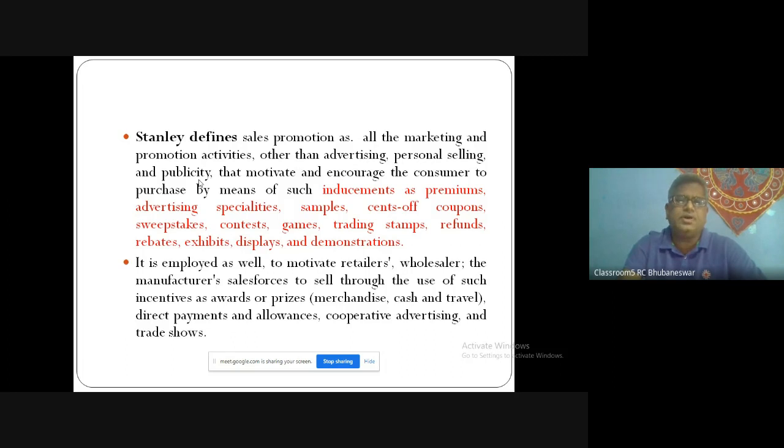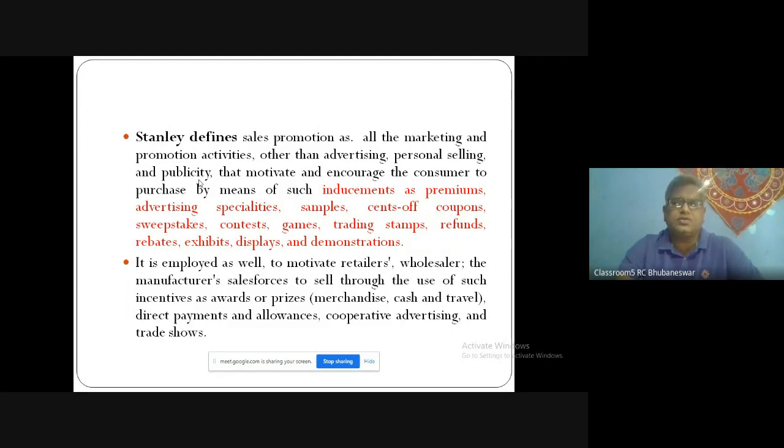So what type of concept arises? Stanley defines there are several types of inducement of sales promotion strategies. What are they? Through samples, through advertisement specialties, through contests, through games, through trading stamps, through refunds, through rebates. You can give a rebate, you can have exhibits, exhibitions, displays, demonstrations. This is the way through which sales promotion can be made in a well manner. Then it can be sold.